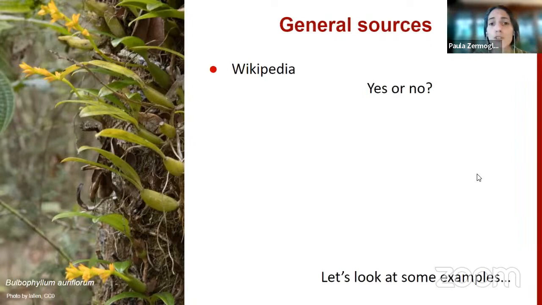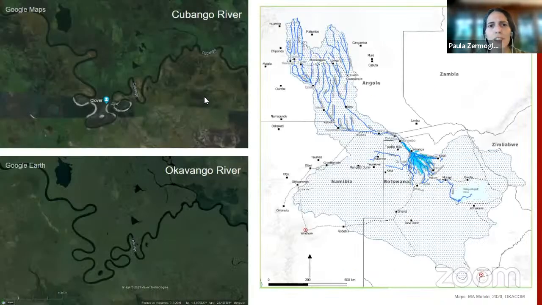So about general sources, one of the common places to go for information is Wikipedia. So the question is, do we use Wikipedia as a source? Yes or no? Well, I'm going to show you some examples about the use of Wikipedia. I'm going to start with this river, which is the Cubango River or Okavango River. Here you have at the left the Google Maps image, where you can see that they name it Cubango.